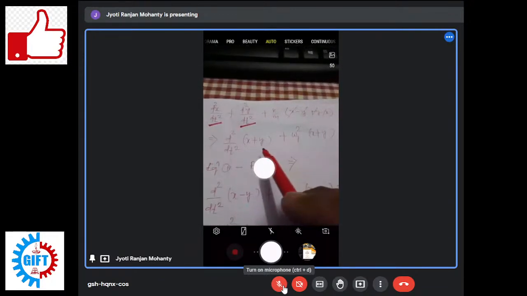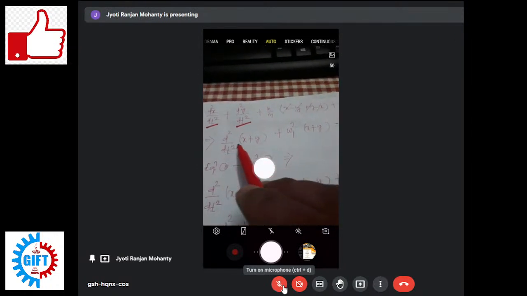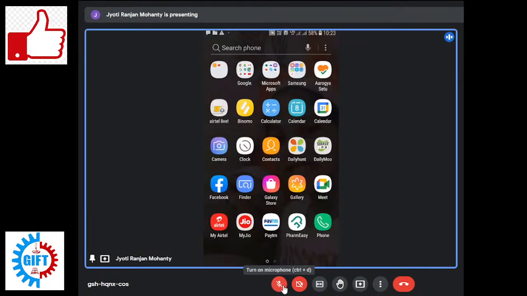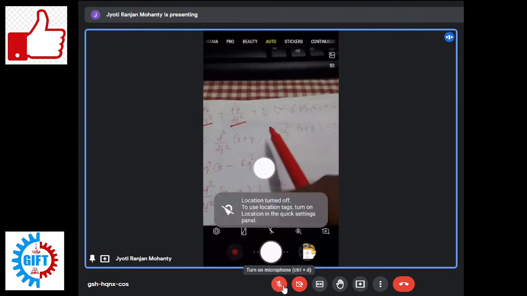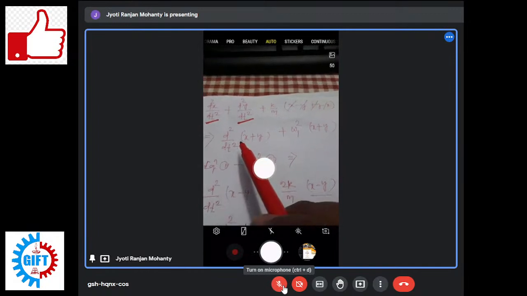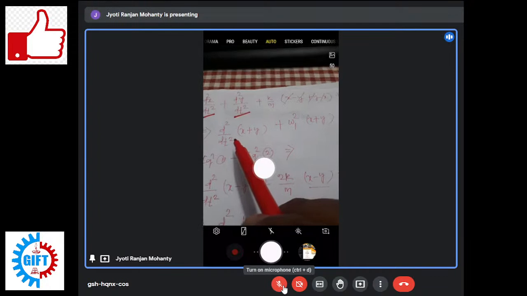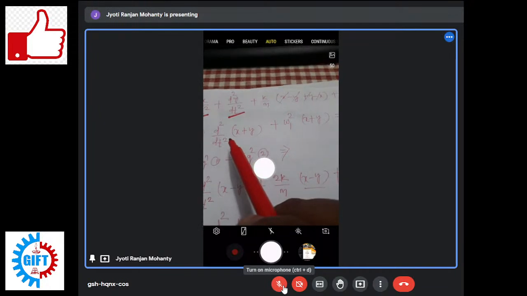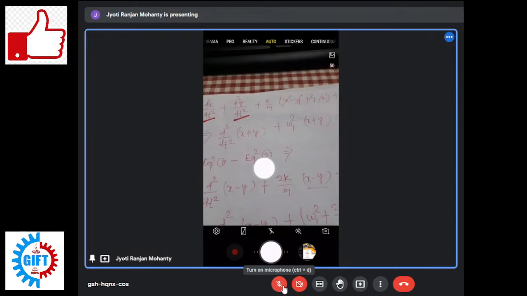So adding equation 1 with equation 2, we got equation number 3. Now next step, write subtracting equation 2 from equation 1.